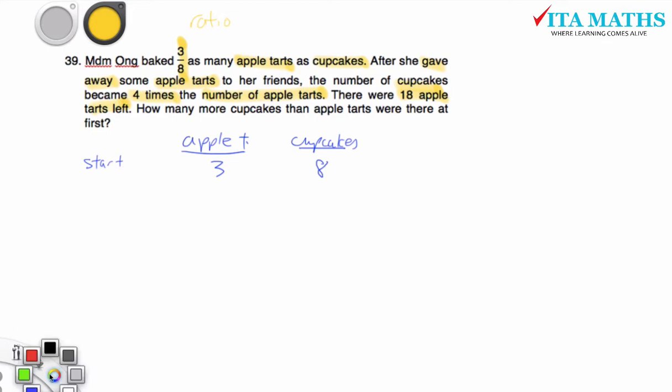So for that, number of cupcakes is 4 times the number of apple tarts. This is after she gave away apple tarts.